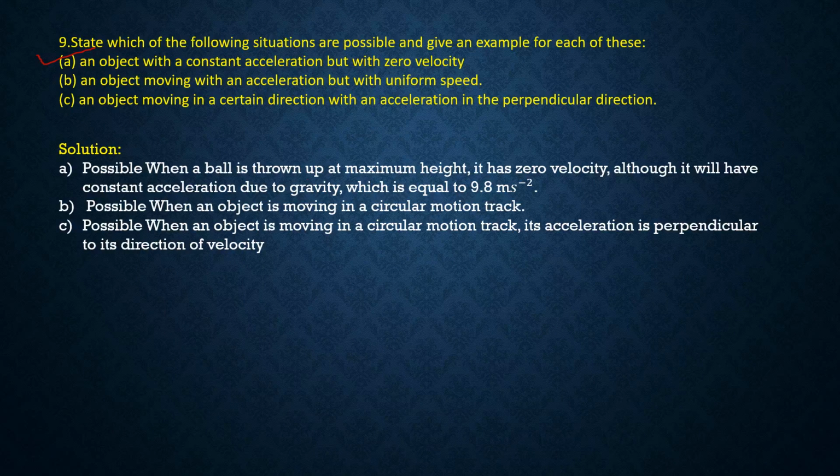Second, an object moving with an acceleration but with uniform speed. When an object moves in a circular motion, its speed is uniform but there is acceleration. Third, an object moving in a certain direction with an acceleration in the perpendicular direction. This happens in circular motion, where the velocity changes due to change in direction. So there is acceleration which is towards the center of the circle along the radius, perpendicular to the velocity.